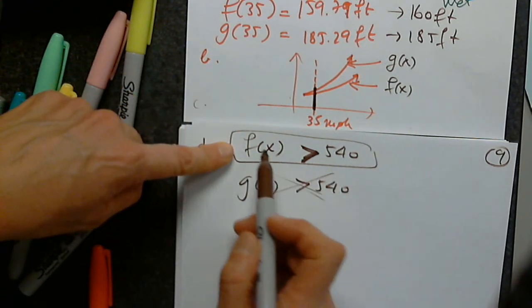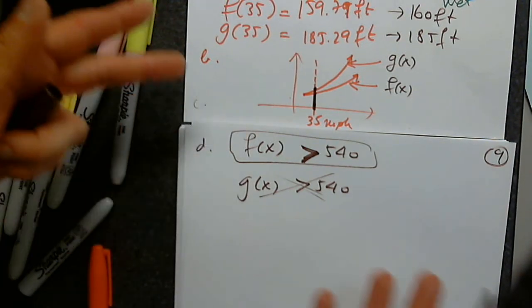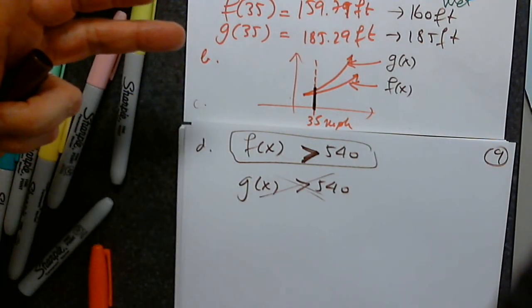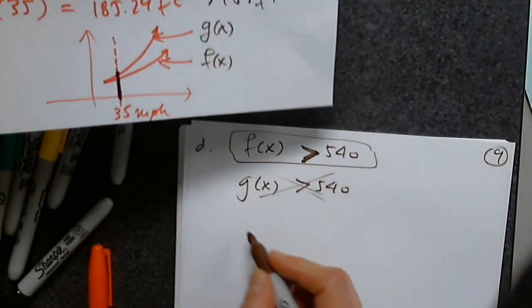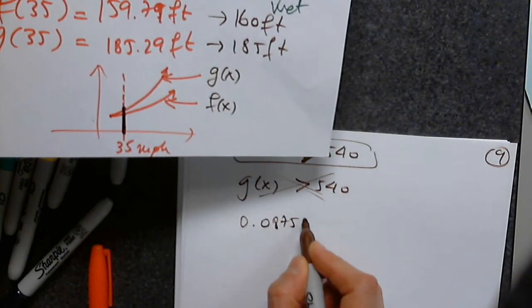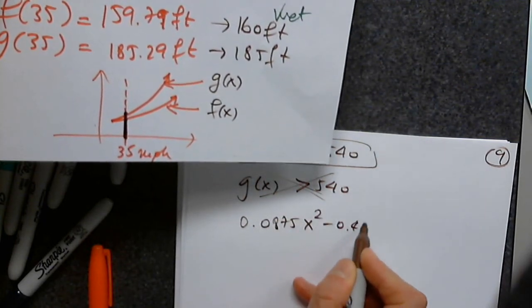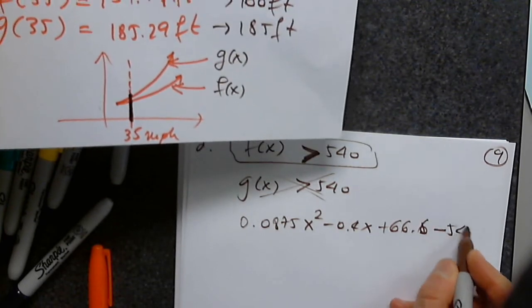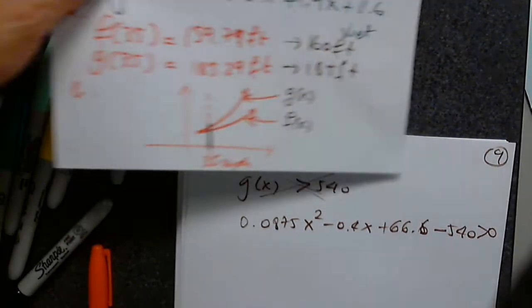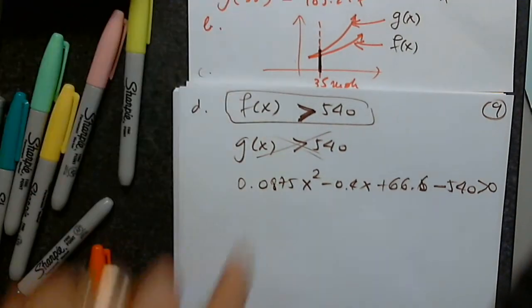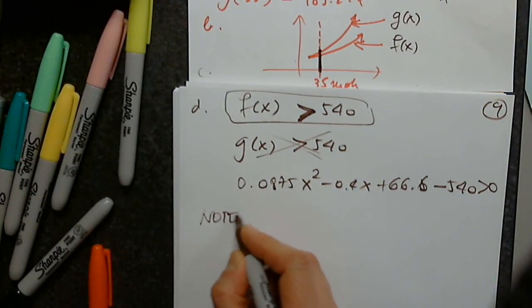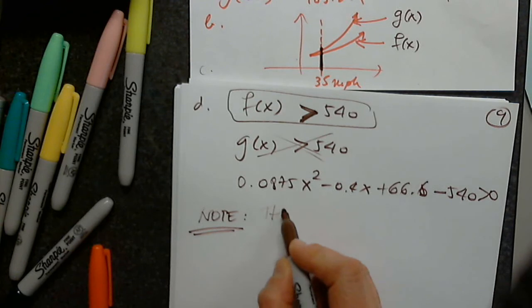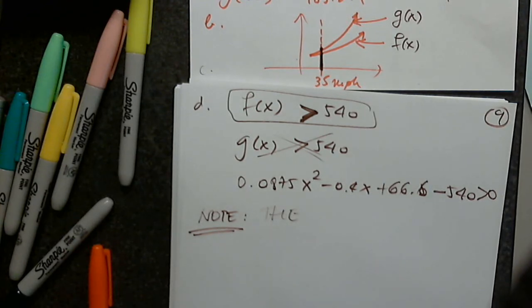Replace f of x. This is just a name. This is not an inequality per se. I have to replace it by 0.0875 x squared minus 0.4x plus 66.6 minus 540 greater than 0. So we have to write one more note. I have to get rid of this.